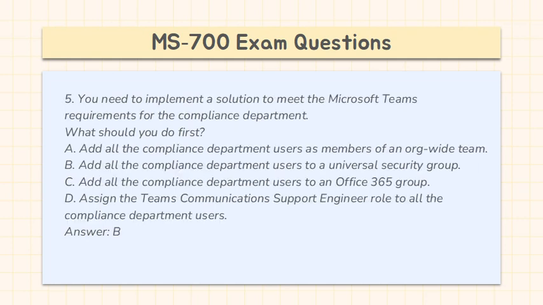5. You need to implement a solution to meet the Microsoft Teams requirements for the compliance department. What should you do first? A. Add all the compliance department users as members of an org-wide team. B. Add all the compliance department users to a universal security group. C. Add all the compliance department users to an Office 365 group. D. Assign the Teams Communications Support Engineer role to all the compliance department users. Answer. B.